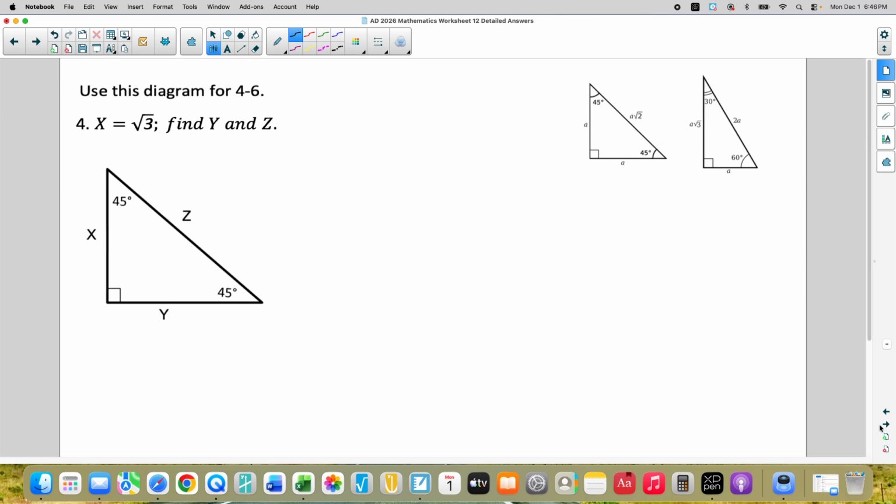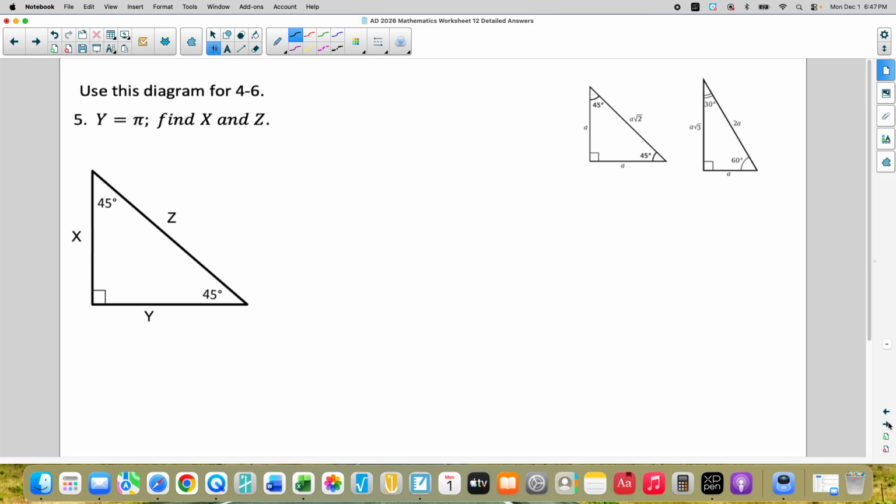Now we're dealing with 45, 45, 90. So X, my side, is going to be rad 3. So this is going to be rad 3 because the legs will always be equal. This is an isosceles triangle. Angles are the same, so the sides are going to be the same. And then my hypotenuse is going to be rad 3 times rad 2, which equals rad 6. Rad 6 cannot be simplified, and we leave it like that.